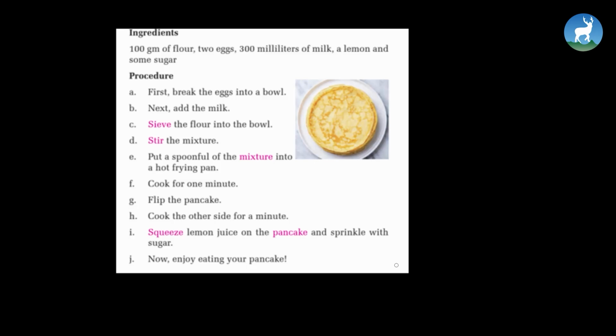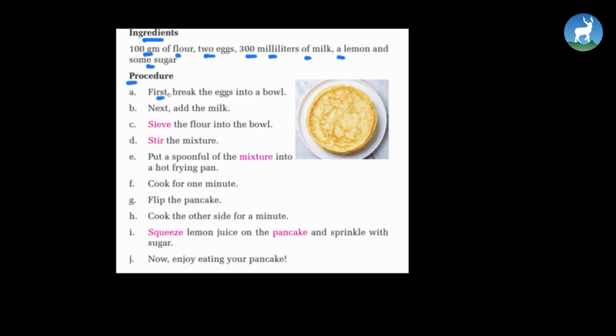Here we have the first reading part for the unit. Now, we're about to learn how to make pancakes. Let's see what the required ingredients are. The ingredients required are 100 grams of flour, 2 eggs, 300 milliliters of milk, a lemon, and some sugar. So, ingredients means the requirements, or the required things, to make something.